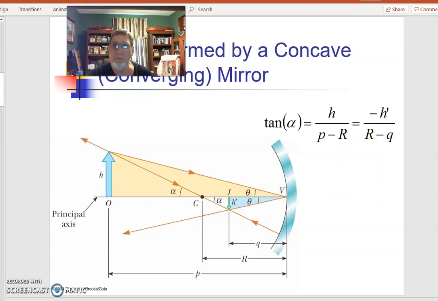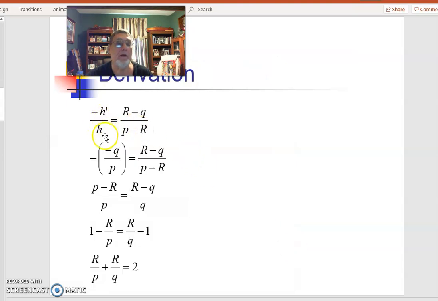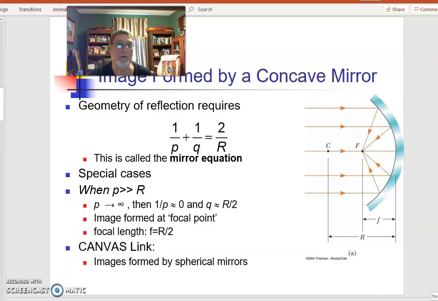So we can do a little algebra, rearrange things, and plug in for h prime over h, q over p, multiply, rearrange, simplify, and rearrange, and we get a very simple formula. It's called the mirror equation. Let's get it here on the next page. It says that 1 over P plus 1 over Q is 2 over R. So that 1 over law that we saw in electricity and magnetism, 1 over P, the object distance, plus 1 over Q, is equal to 2 over R.